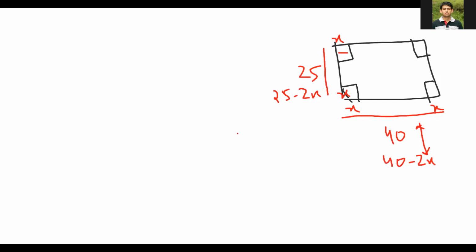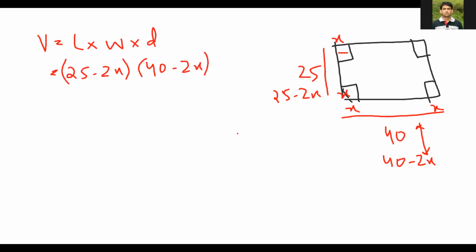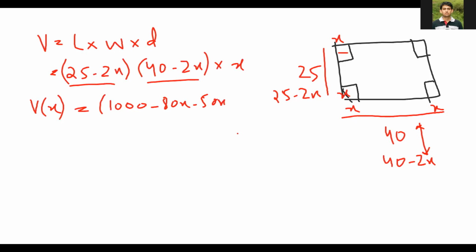Now we are provided with the information that volume is equal to length times width times height or depth, right? So the length is now 25 minus 2x, the width is 40 minus 2x, and the depth or height is x. When I multiply, I'll get a function of volume of x. V of x is going to be, I'll be multiplying this 25 minus 2x with this one. So this will yield 1000 minus 80x minus 50x, and then it would result in a 4x squared.